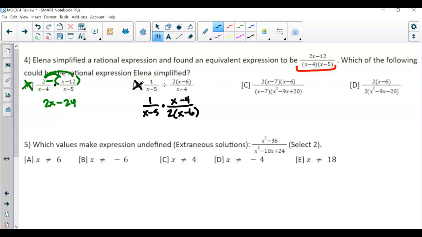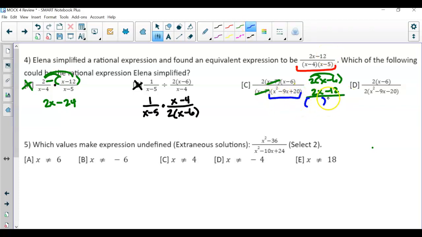Now I notice before I continue on and simplify C that x minus 7 can cancel out. So here I've got just in my numerator 2 times x minus 6. Now, if I were to distribute that, I do get 2x minus 12 in my numerator. So far, we match. So now I'm going to factor the denominator.